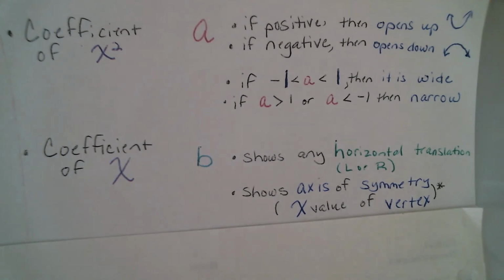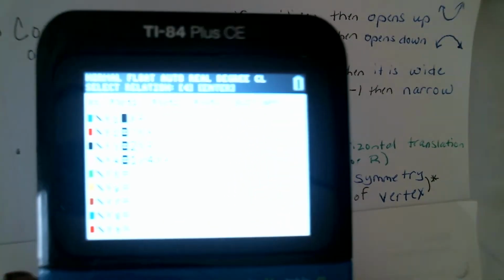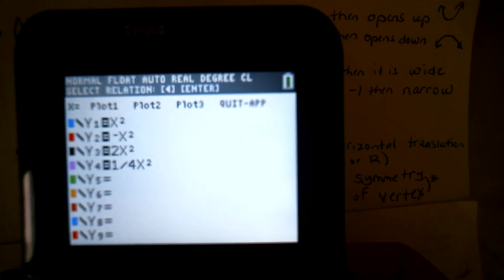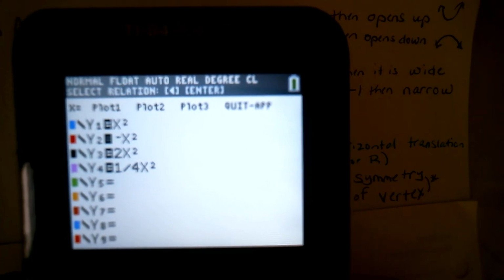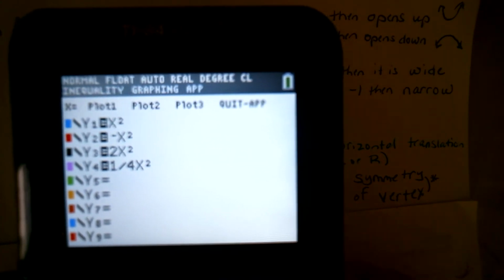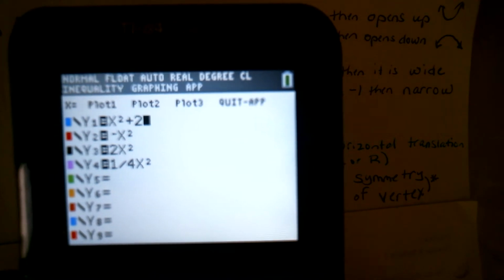Okay, so let's say we go back in here and let's go over here and add 2x.